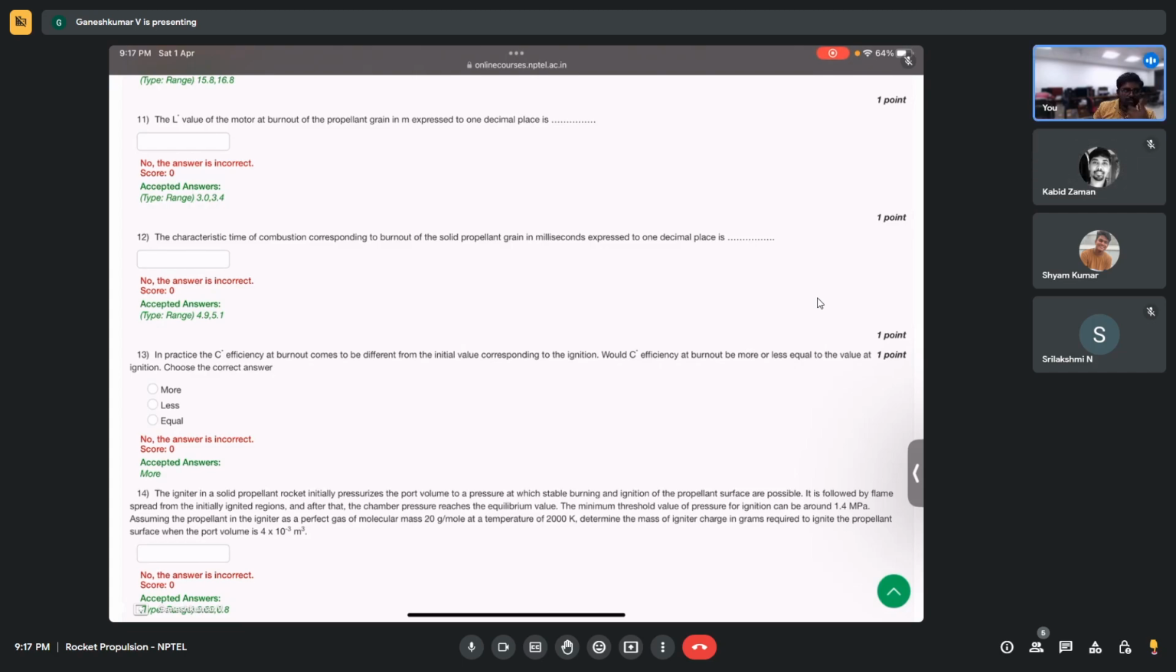Why is it so? Because at ignition you are not efficiently doing the combustion, right? Ignition is at lower pressures. The pressure hasn't built up yet. If the pressure is not high, your C star efficiency is low, right? Okay. Got it. So is that what the answer is? C star efficiency at burnout is more than the C star efficiency at the ignition. Yeah. Thank you. Once it passes ignition, it's going to be almost constant always. There can be a slight rise, but it's almost constant.